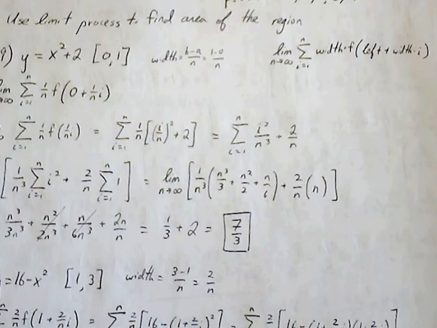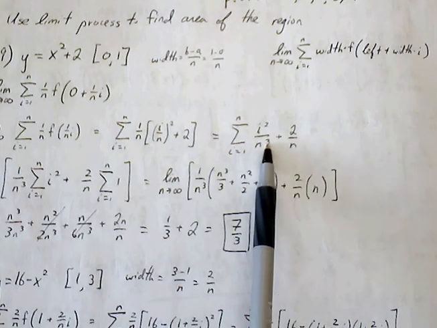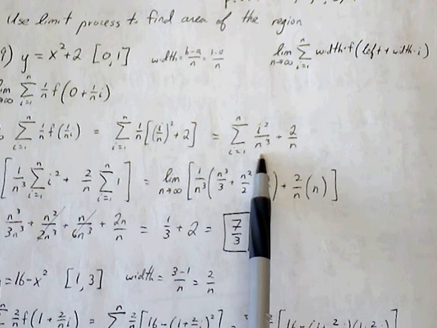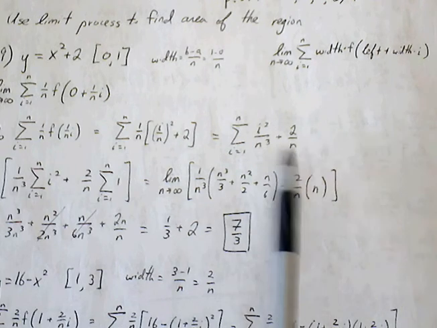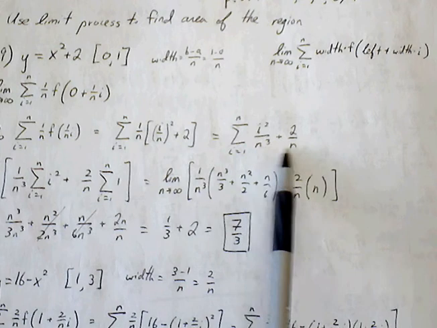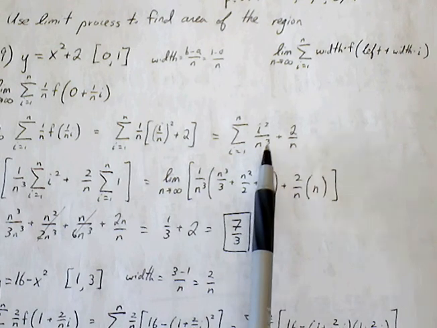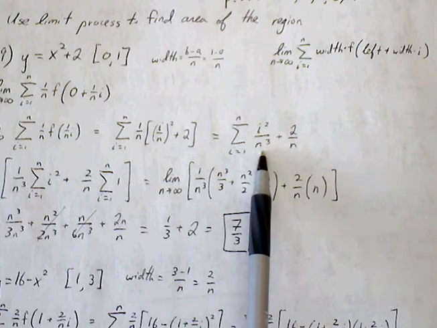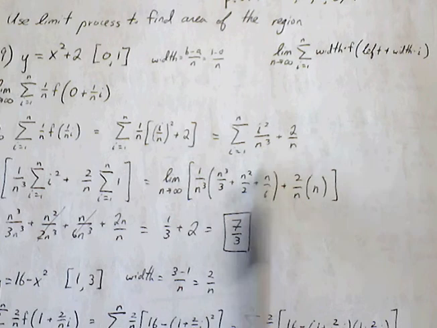We're going to distribute the 1 over n through. We get i squared over n cubed plus 2 over n. Now we can split this up into smaller portions and try to isolate the parts that we're going to be applying the summation formulas for. Remember, n is a constant, so we can pull this in front.